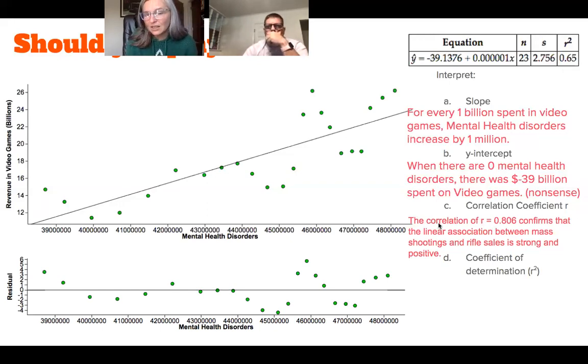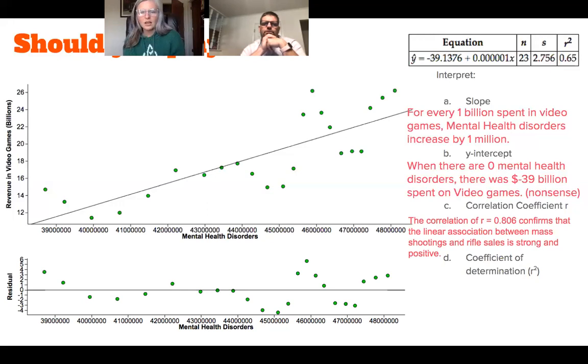Yeah. So you say the correlation of R equals 0.806 confirms that the linear association between mass shootings and rifle sales is strong and positive. Okay, if it were negative, it would be strong and negative. If it were 0.3, it would be weak and positive. Remember all of that? You have to change your words to match the number.